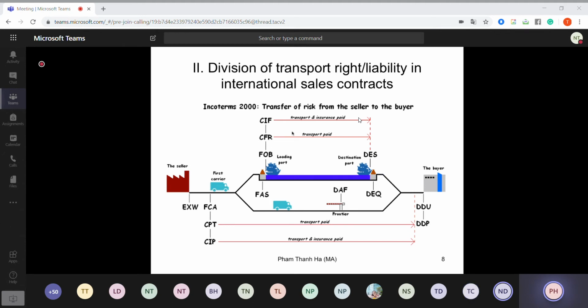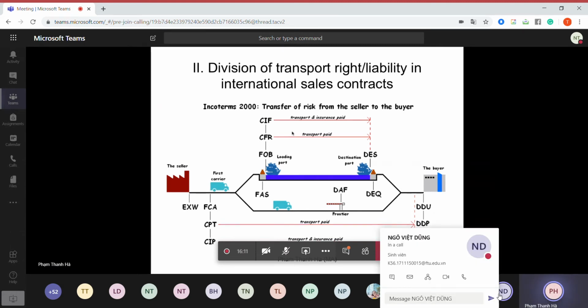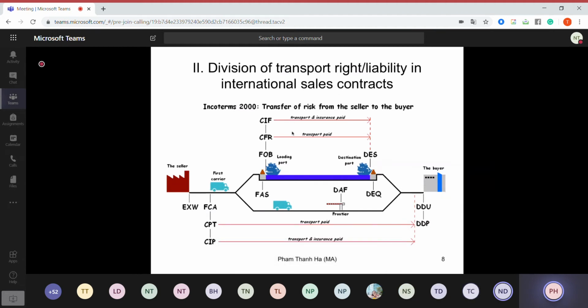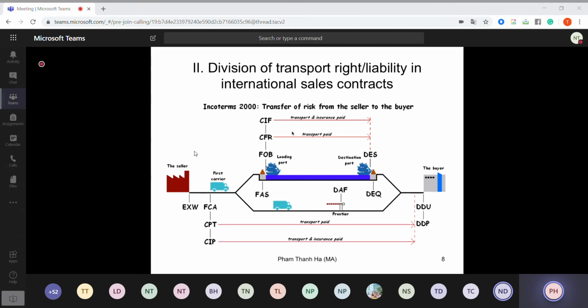However, for the CFR, beside that obligation, the seller needs to hire vessels in order to transfer the goods from the loading port to the unloading port. And for the CIF, beside the transportation liability, the seller also needs to arrange an insurance policy or insurance contract. What I mean is the seller needs to buy insurance for the goods at least up to the port of destination. So that's the difference among the FOB, CFR, and CIF. We can see it very clearly.